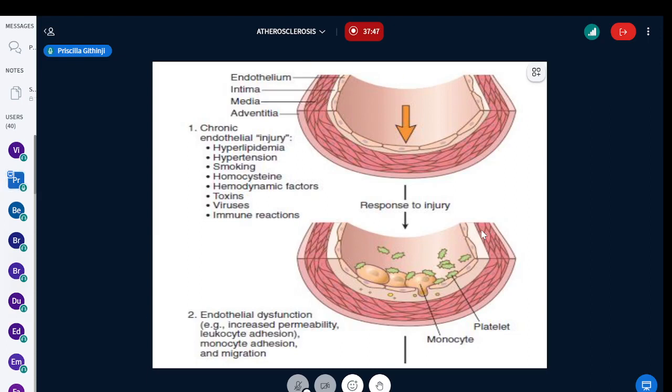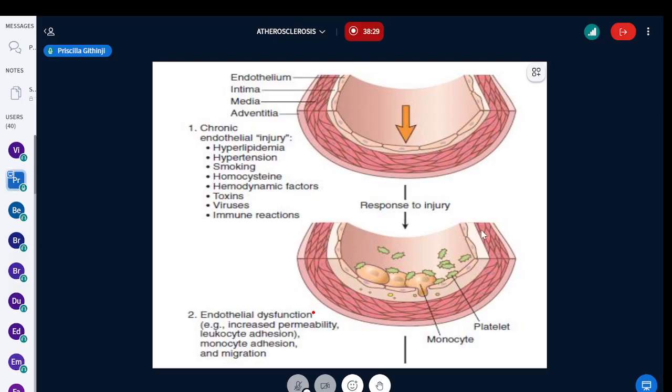We've said that the normal blood vessel consists of an endothelium, then you have your internal elastic lamina, you have your media, and then you have your adventitia. So the pathogenesis of atherosclerosis first starts with damage to this endothelium. And this damage to endothelium can be caused by hyperlipidemia, hypertension, smoking, high levels of homocysteine, hemodynamic factors, toxins, viruses, immune reactions. For those who have autoimmune disease, the first initiating event is chronic endothelial injury.